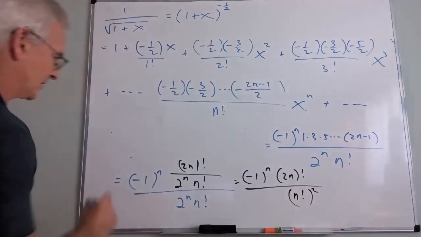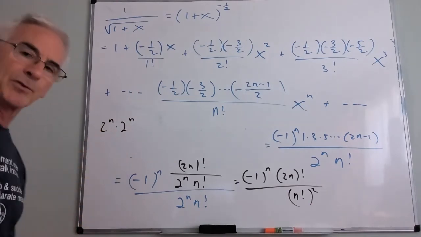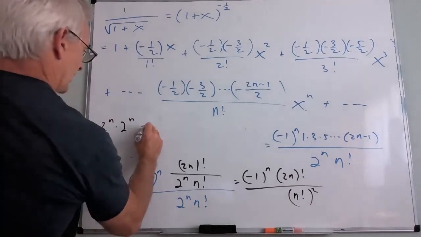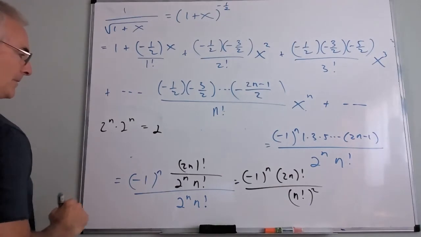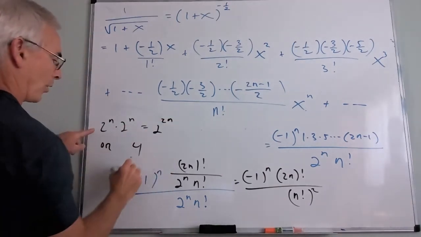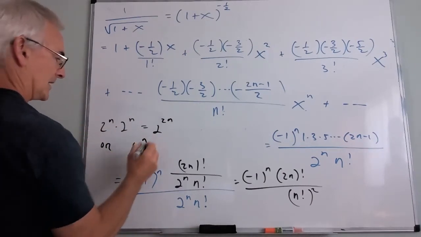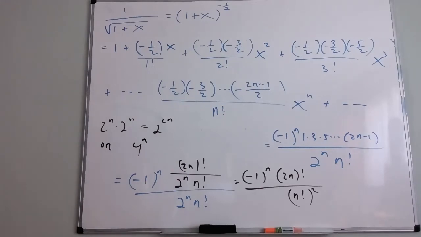Now you have a choice. You have 2 to the n times 2 to the n. There's two ways I can write that that are both correct. I can write this as 2 to what power? 2n. To the 2n, or I can write it as 4 to the nth power. Is there an advantage either way, you suppose?